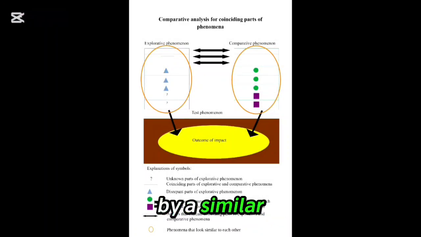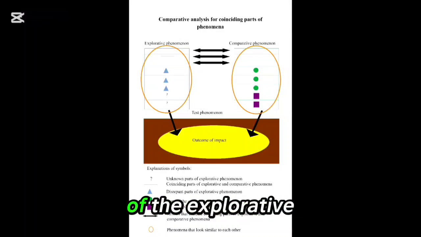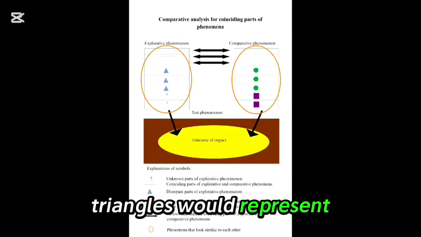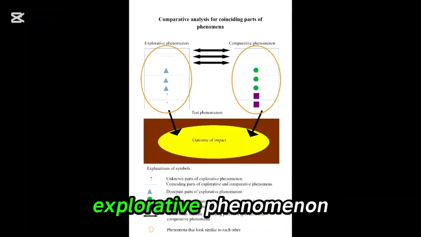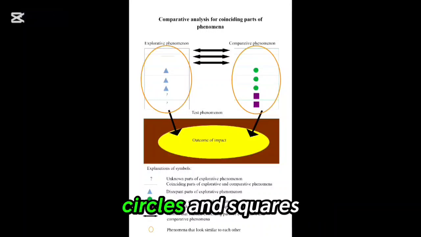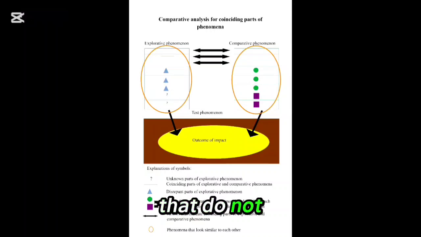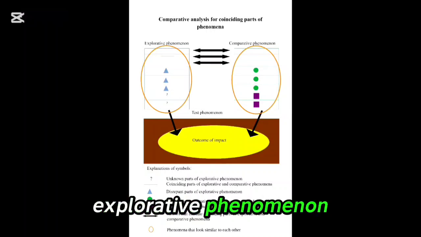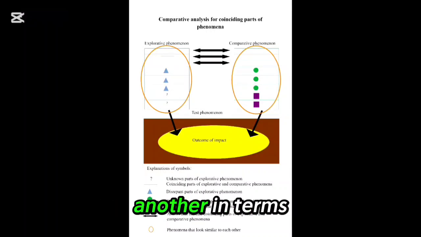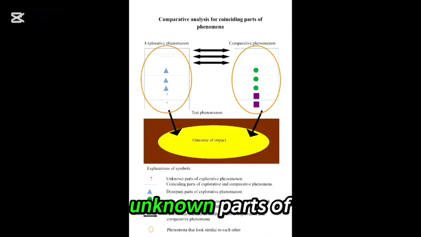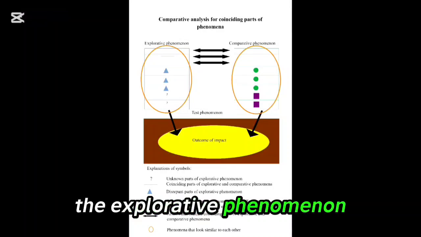This analysis could also be represented by a similar scheme, except that lines would represent the coinciding parts of the explorative and comparative phenomena. Triangles would represent the discrepant parts of the explorative phenomenon. Circles and squares would represent parts of the comparative phenomenon that do not coincide with the explorative phenomenon and differ from one another in terms of their characteristics. Question marks would represent unknown parts of the explorative phenomenon.